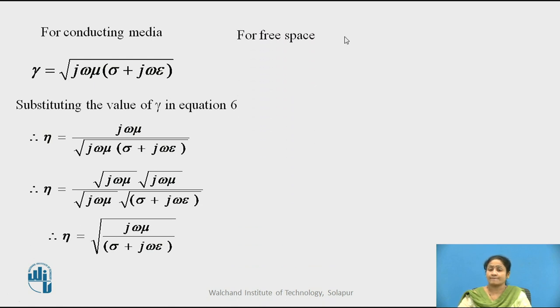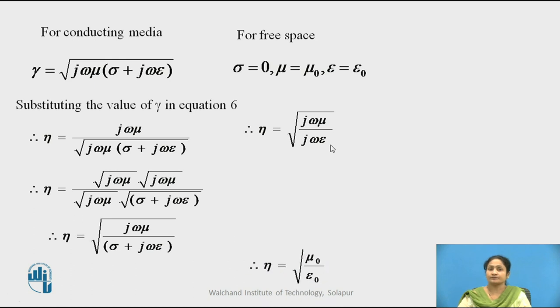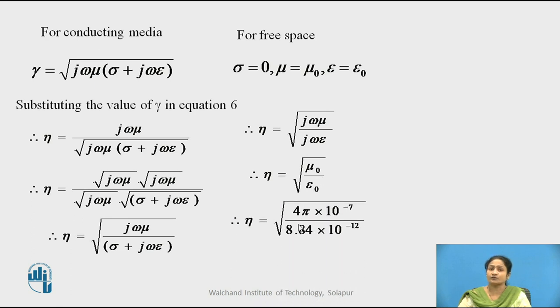Now let us consider free space. For free space, our assumption is conductivity sigma is equal to 0, mu is equal to mu 0 and epsilon is equal to epsilon 0. In this equation, we will substitute the values, then sigma will be 0 and only mu 0 by epsilon 0 remains. These two terms are the same, that's why they will cancel. Mu 0 is a constant value, and epsilon 0 also has a constant value, where mu 0 is equal to 4 pi into 10 raised to minus 7 and epsilon 0 is equal to 8.84 into 10 raised to minus 12. By solving this, we get 120 pi, which is also equal to 377 ohms. That is, the intrinsic impedance for free space is nothing but 377 ohms.